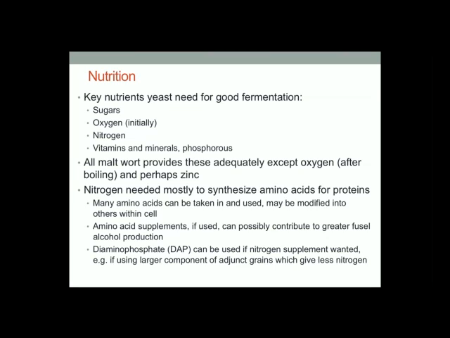Another possible nitrogen supplement is diammonium phosphate, and this may be used if you're using a larger amount of other grains like rice that would provide less nitrogen than the barley malt.